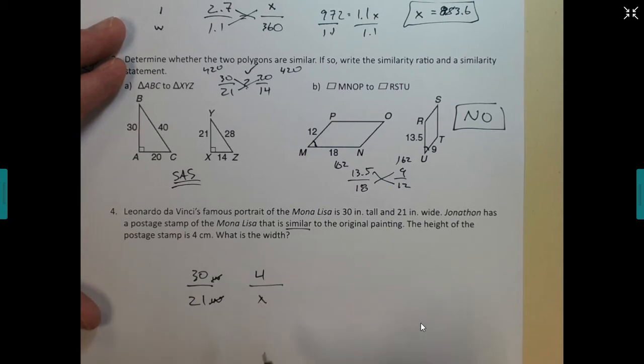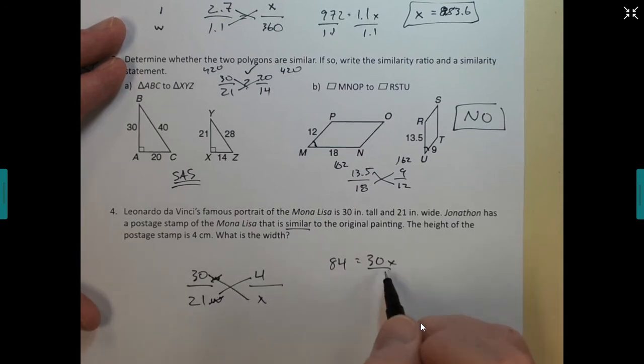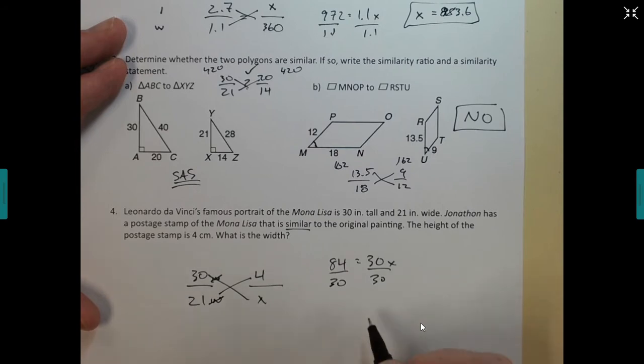We want to know the width. There's my x. 4 times 21 is 84 equals 30x. 84 divided by 30 is going to be a decimal. Happens to be exactly 2.8. We're doing great.